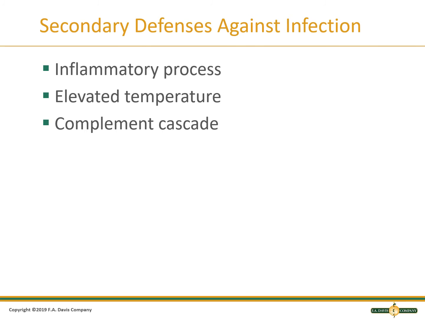And then there is the complement cascade. When invading pathogens are detected in the body, complement is released. Complement is a group of specialized proteins that attack the pathogens by releasing chemicals that make their cell membranes rupture. So those are secondary defenses against infection. The first, remember, was skin, mucous membranes, and gastrointestinal system. The second defense is the inflammatory process, elevated temperature, and complement cascade.